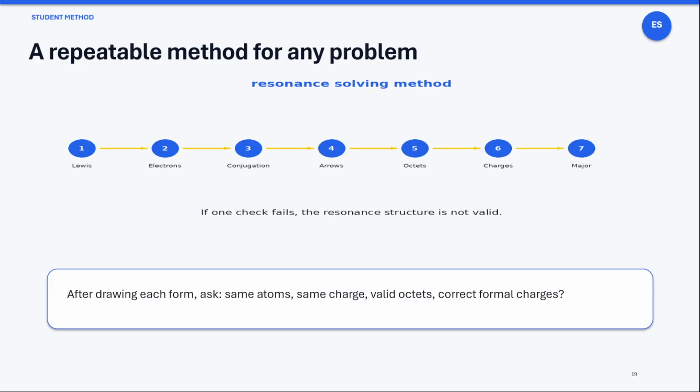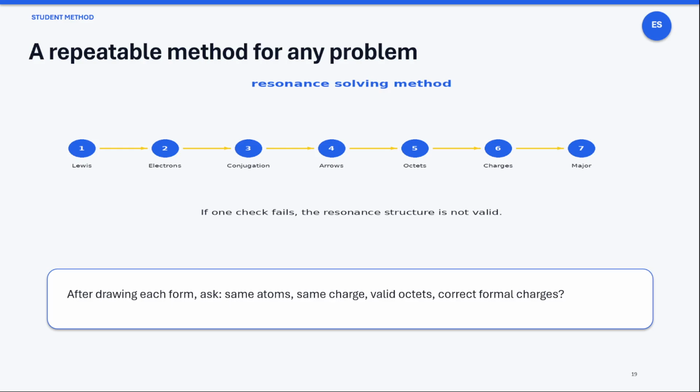Slide 19. Here is a repeatable method for resonance problems. Step 1. Draw the correct Lewis structure. Step 2. Find the movable electrons. Look for lone pairs, pi bonds, and charges. Step 3. Check for conjugation. Step 4. Draw curved arrows from electrons to where the electrons go.